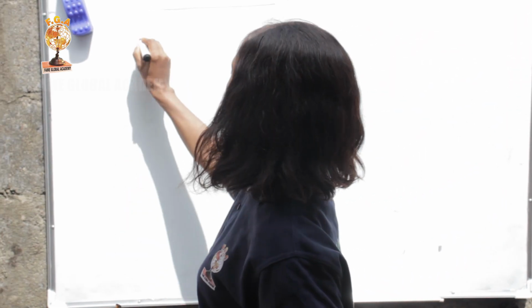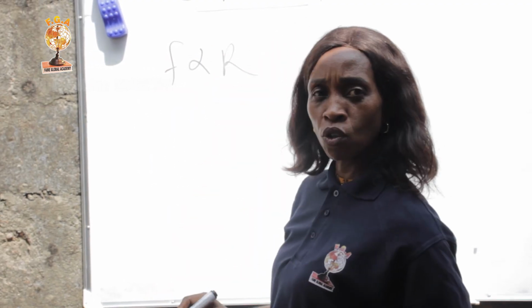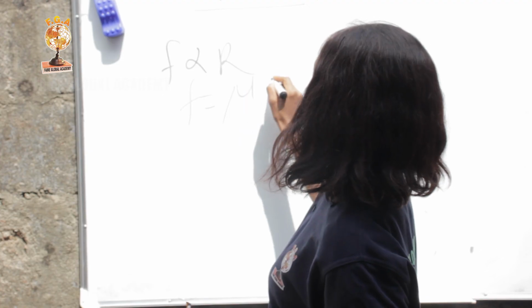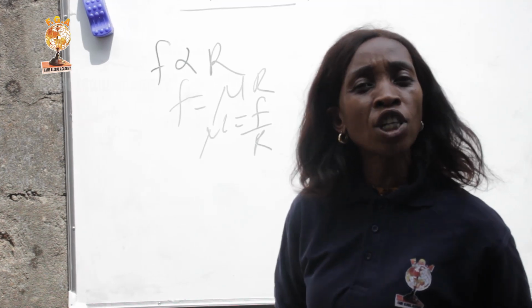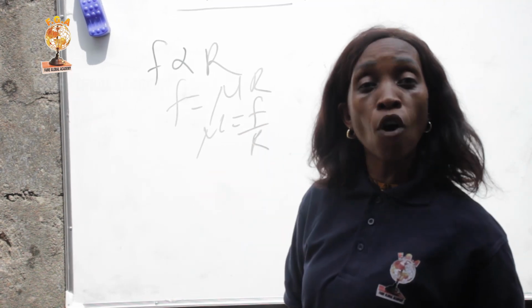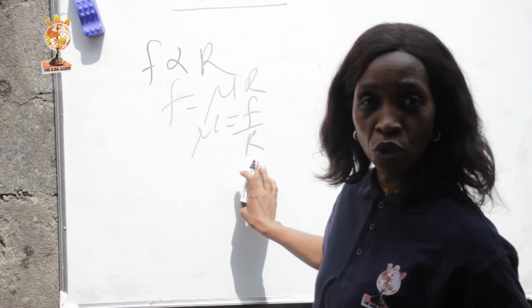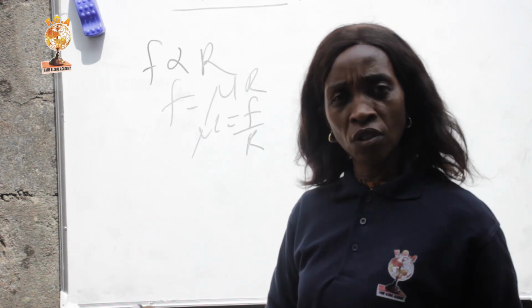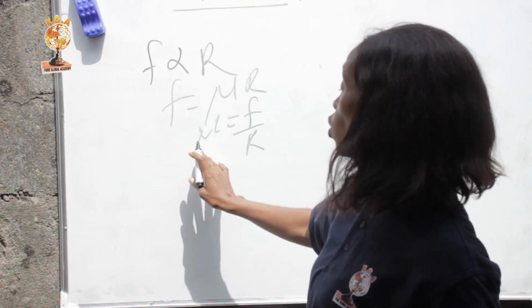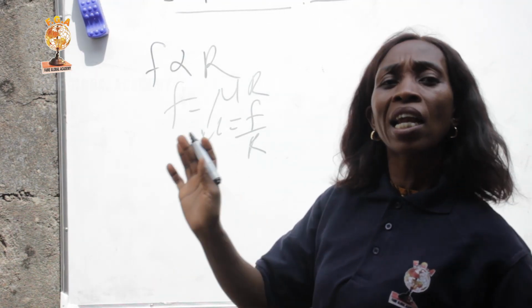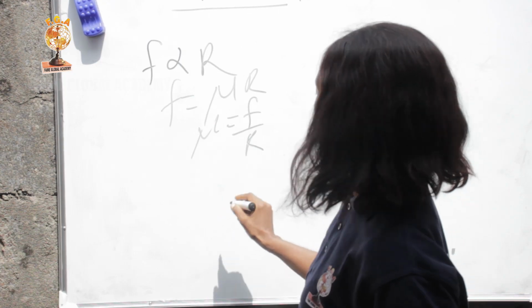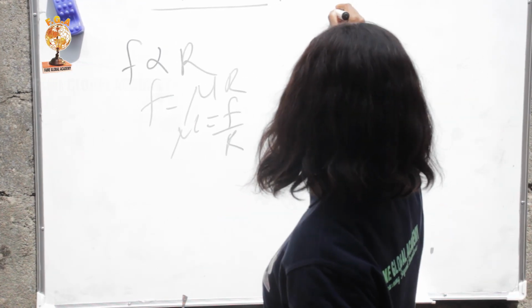And then the last one, which we said is that force is proportional to normal reaction, where F is equal to mu R, where mu is F over R. Mu is the coefficient of friction, F is the force, and R is the normal reaction. And remember we said that mu has no SI unit. But in an inclined plane, take for instance something like this, an inclined plane.